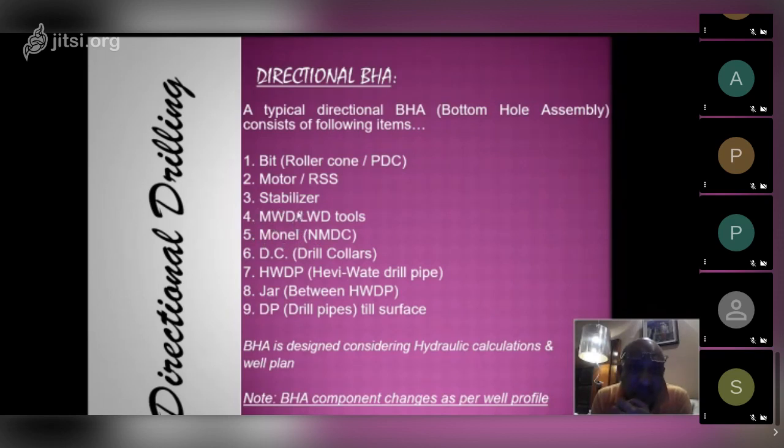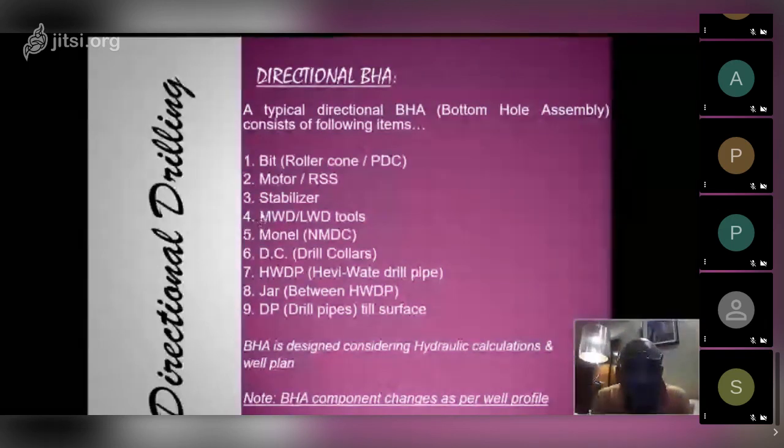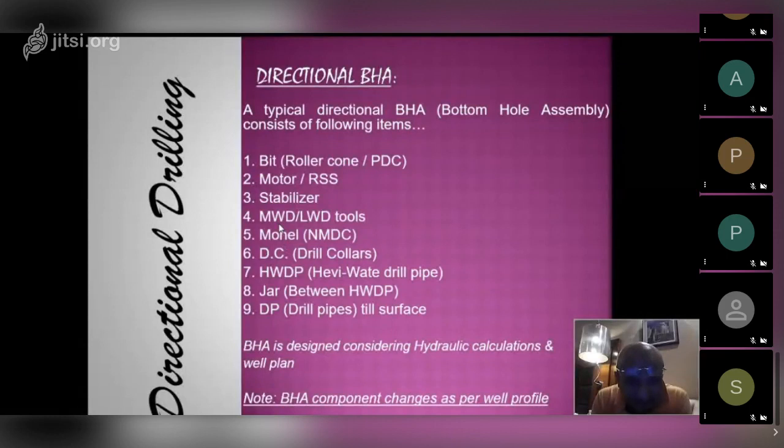This MWD tool has got two sensors. One is a gravitometer sensor and the other one is a magnetometer sensor, which measures the direction and inclination. Now, the magnetometer sensor is very sensitive. Whatever is above or below, if it is metallic, steel, not stainless steel but iron, very close to the sensor, then this sensor gives erratic figures because of its magnetism. So we have this Monel.